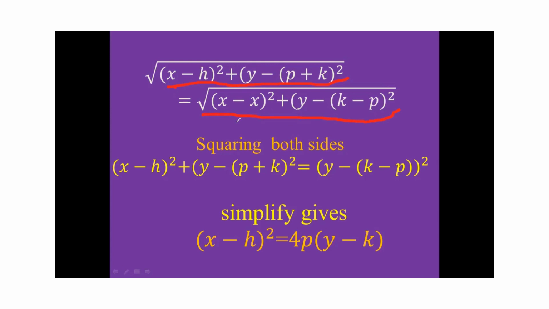So the distance from a point on a parabola to the focal point equals the distance from the point to the directrix. These two distances are equal. Squaring both sides and simplifying gives (x minus h) squared equals 4p(y minus k). This is the equation of a parabola that opens either upward or downward.